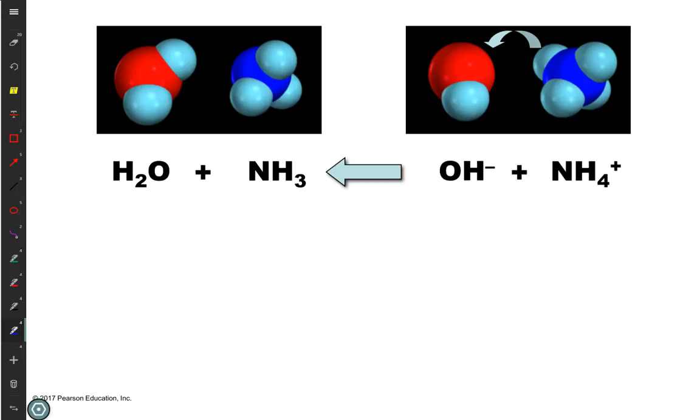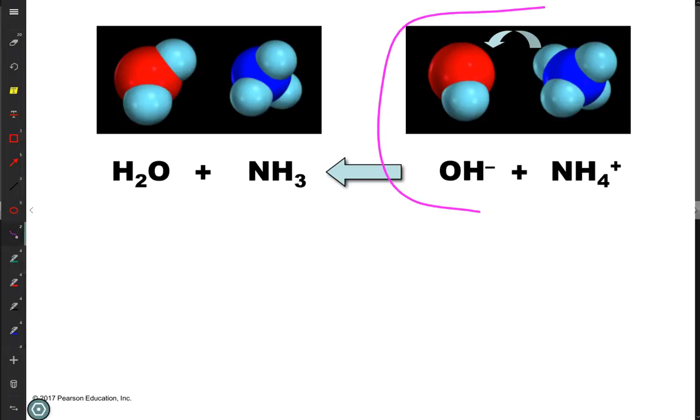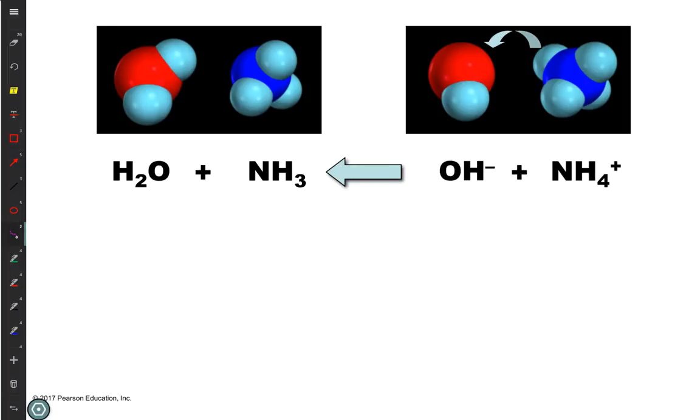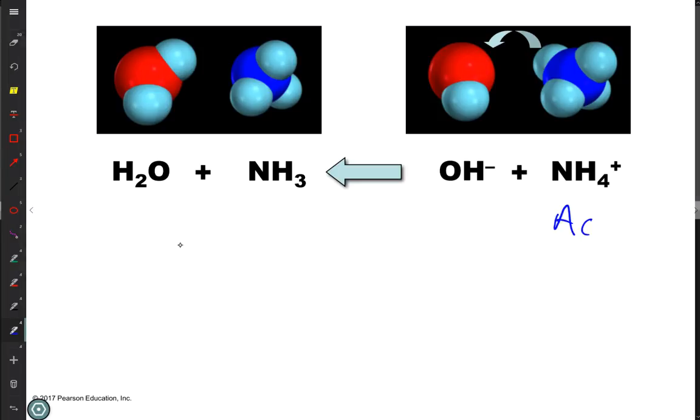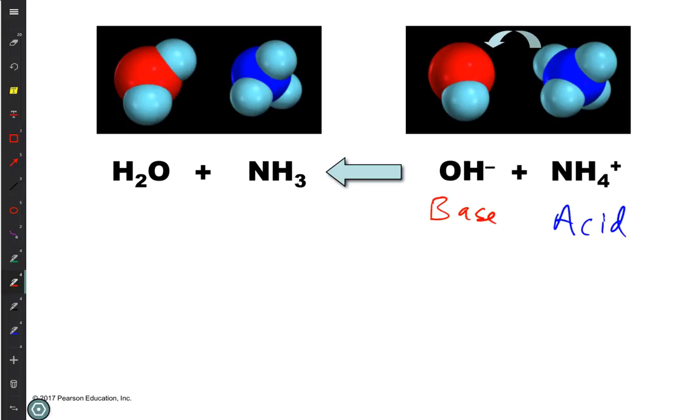In this case, looking on the right-hand side now, which one's giving up, donating a proton? The blue, well, yes. The ammonium. So since it's donating, what does that make it, acid or base? Acid. So this is an acid. And what is the one that's receiving? Base. So we had the hydroxide as a base, the ammonium as an acid.